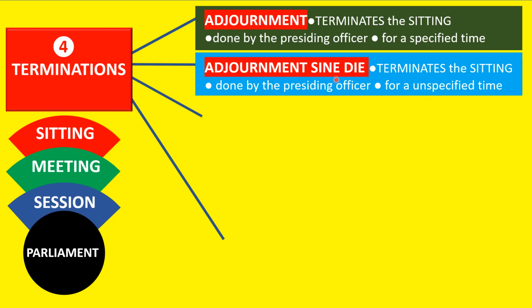Here in adjournment sine die, the Speaker of the Lok Sabha may say the House is adjourned without telling you the time period or the time when the reassembly will take place. So that kind of termination is what we call adjournment sine die. Let's go for the next termination.